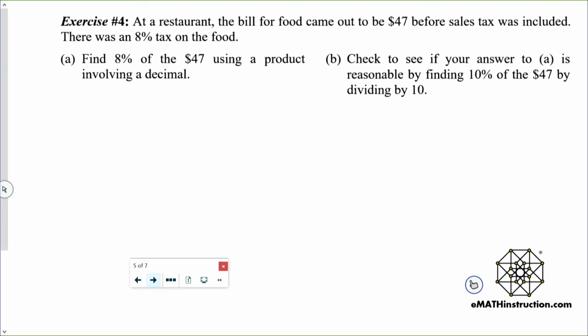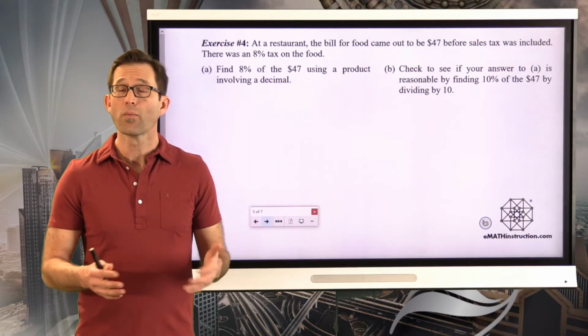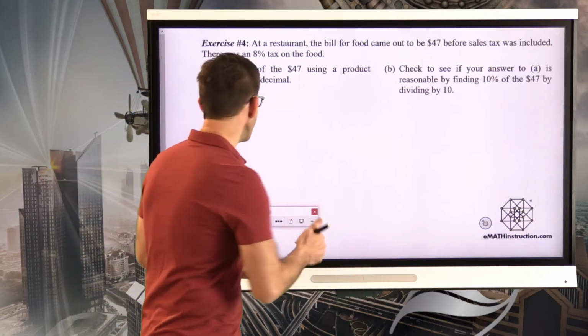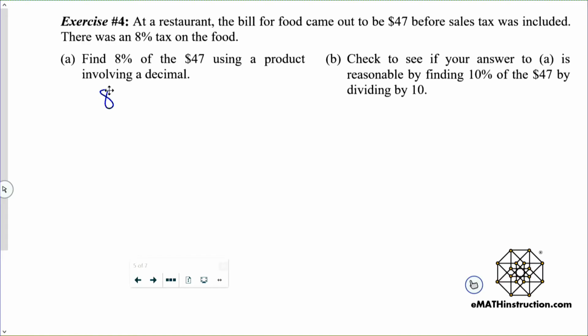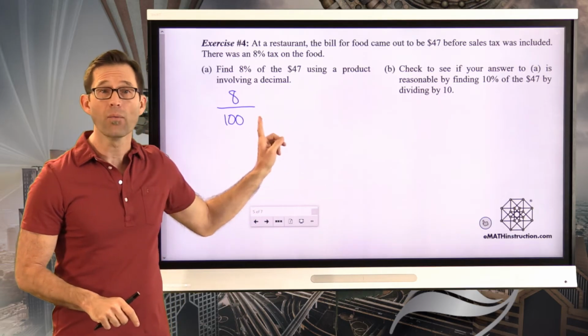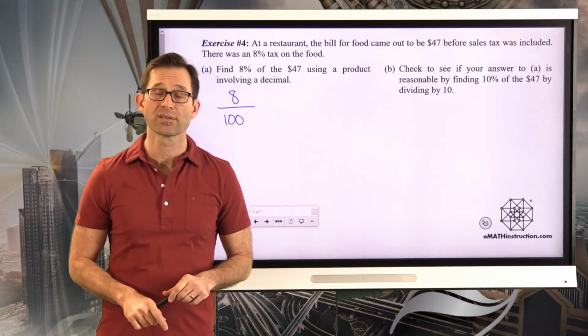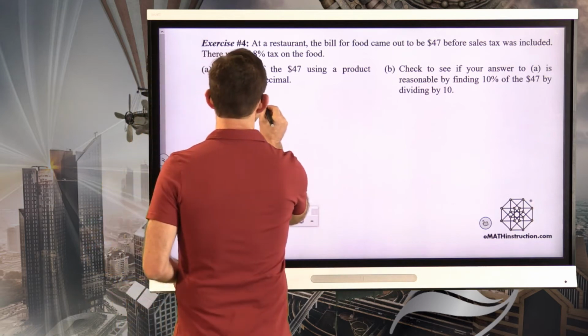Exercise number 4. At a restaurant, the bill for food came out to be $47 before sales tax was included. There was an 8% tax on the food. Letter A asks us to find 8% of the $47 using a product involving a decimal. All right, great. So in the last problem, we actually worked with 8%, but just to emphasize, right, what we're really kind of thinking about here is the fraction 8 100ths. And we could most certainly multiply 47 by 8 100ths, and that would give us how much we're going to pay in tax. But we're working here with decimals today.